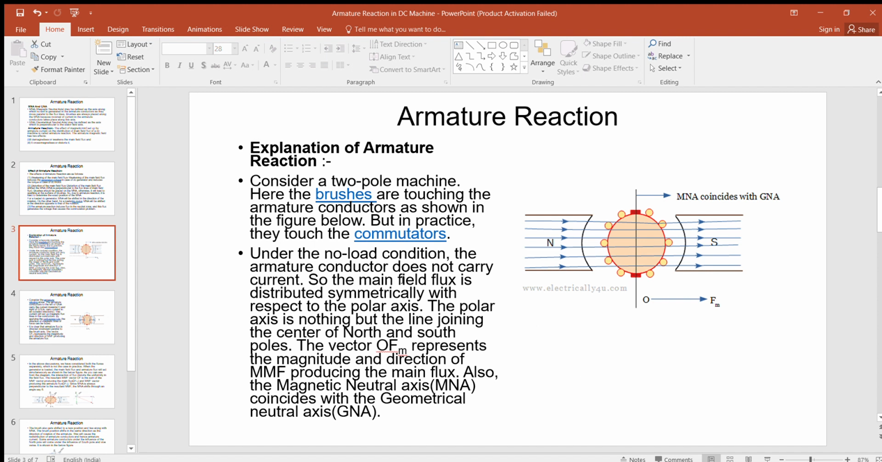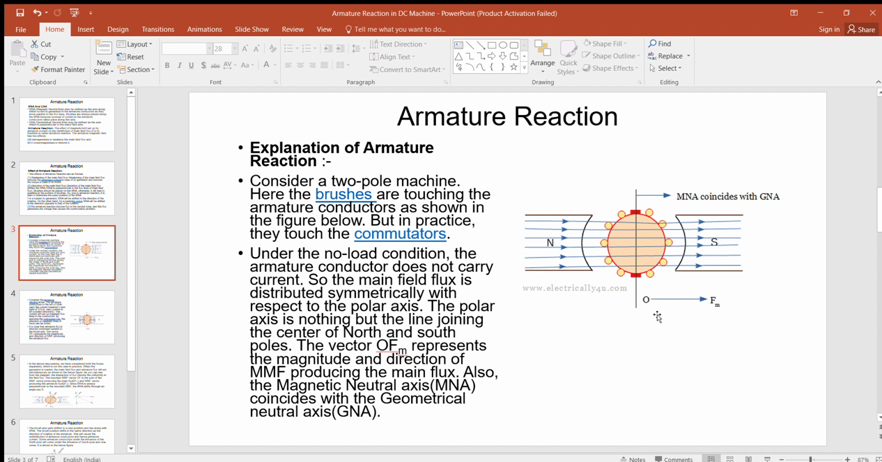Now here we consider the two-pole machine, and under no load condition the armature conductor does not carry current. So the main field flux is distributed symmetrically with respect to the polar axis. Here we see the main field flux from north pole to south pole, distributed along its polar axis. And OFM is the vector that represents the magnitude and direction of MMF producing the main flux.